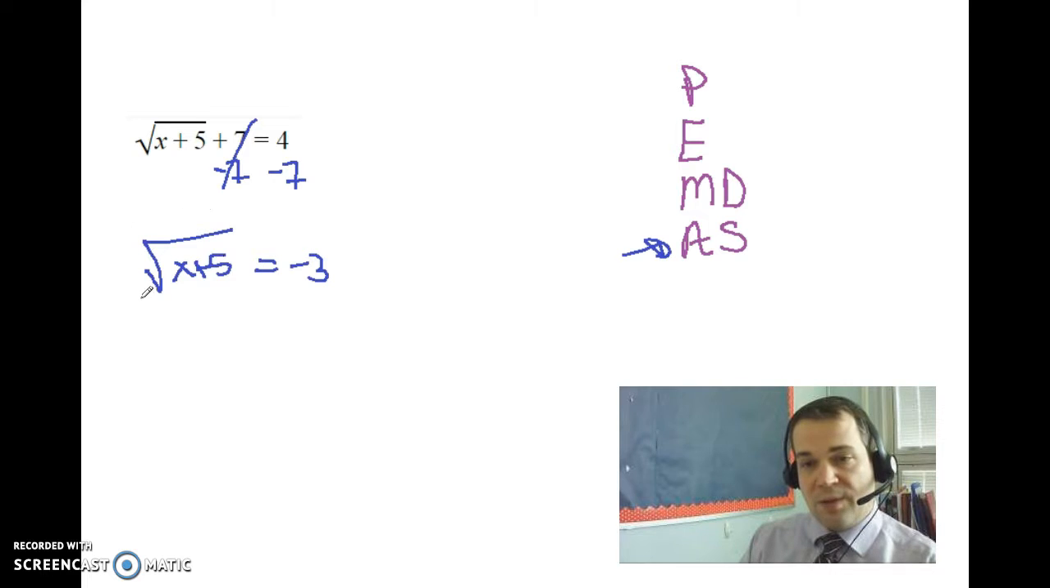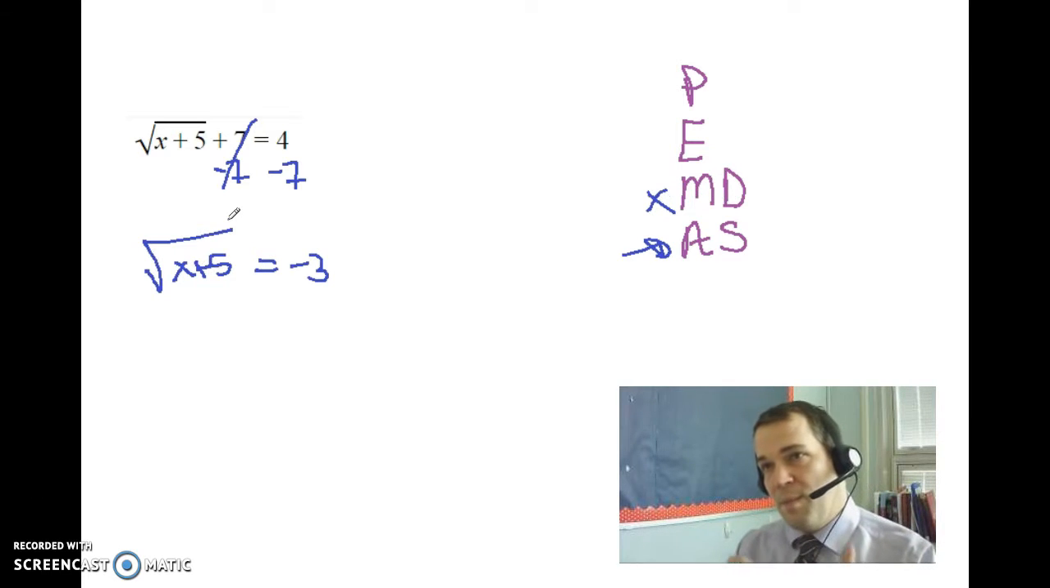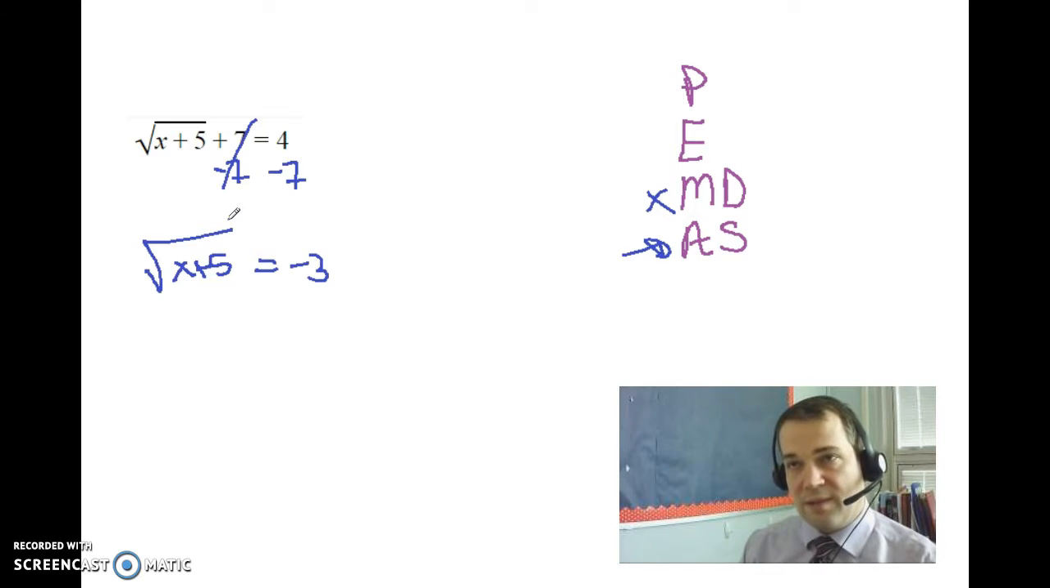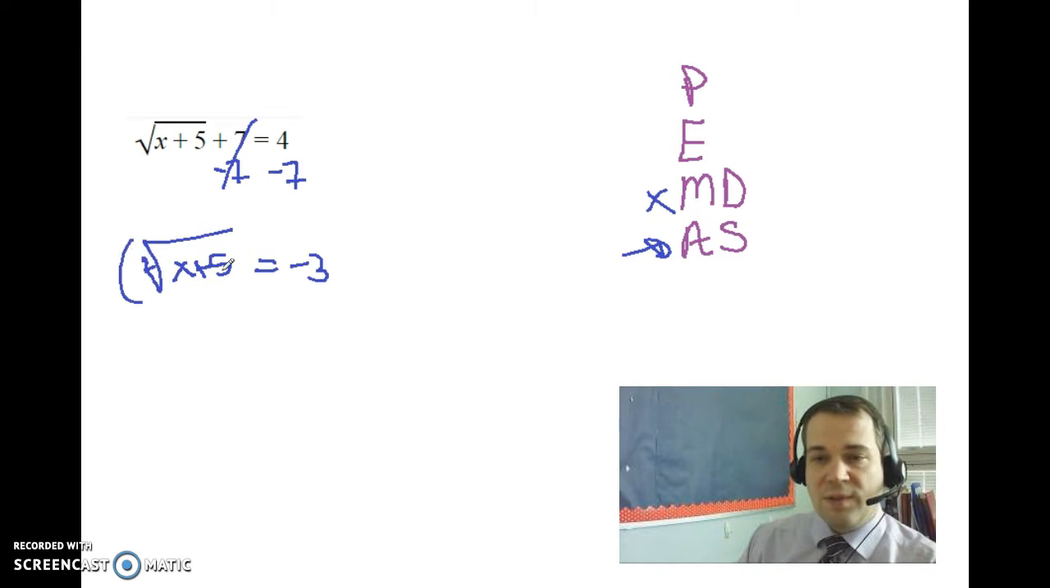I'll look outside the radical to see if there's anything to multiply or divide. There's not. And the radical itself is treated like an exponent. I need to use the same power that the radical has to get rid of it. There's no number written here in the index, so the default value here is 2, which means I'm going to take both sides to that second power.